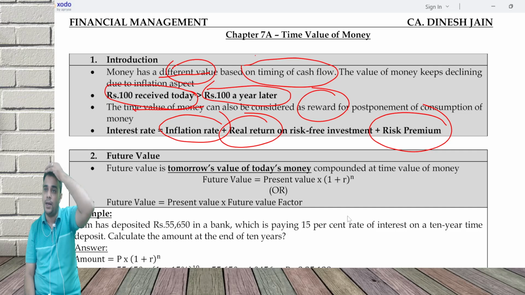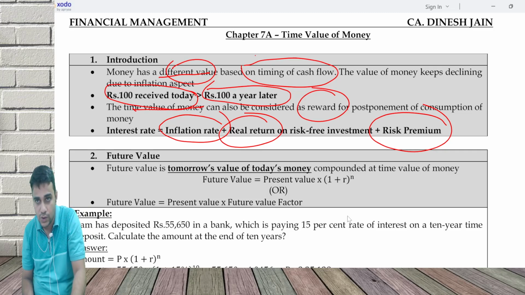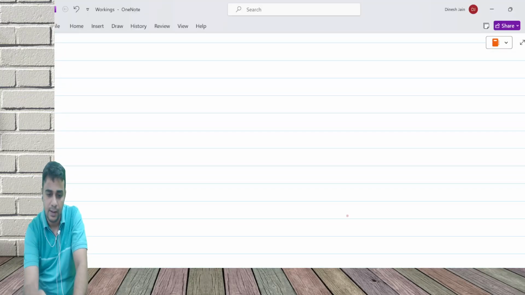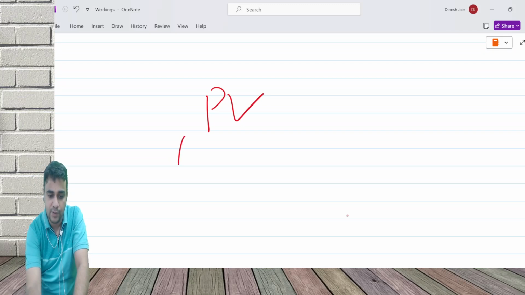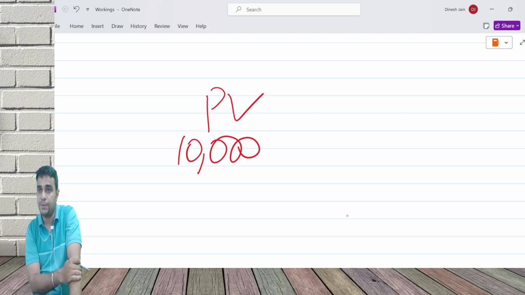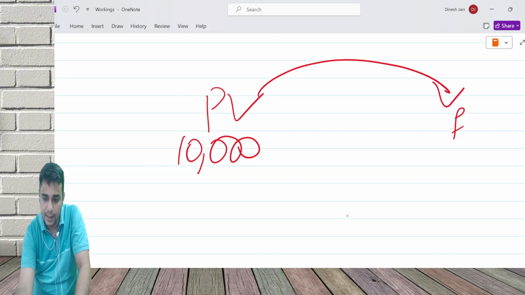What is future value? Future value is tomorrow's value of today's money, compounded at the time value of money. We do something called compounding. Now what we do here is, there's a present value which is 10,000, and I'll get a future value.